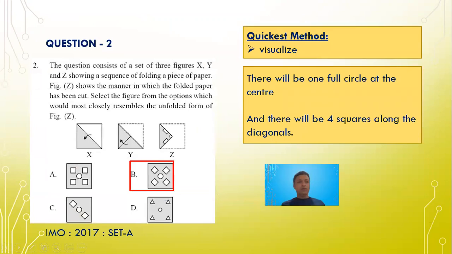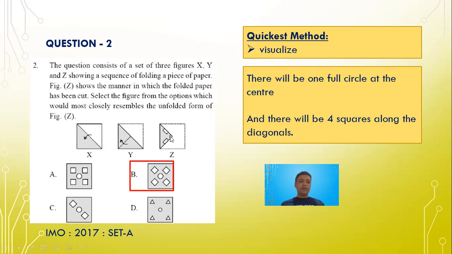Okay, second one. The question consists of a set of 3 figures, X, Y, and Z, showing a sequence of folding a piece of paper. Figure Z shows the manner in which the folded paper has been cut. Select the figure from the options which would most likely resemble the unfolded form of figure Z. Now here you have to visualize. You will find many questions like this not only in your school exam, but in IMO and other exams as well.